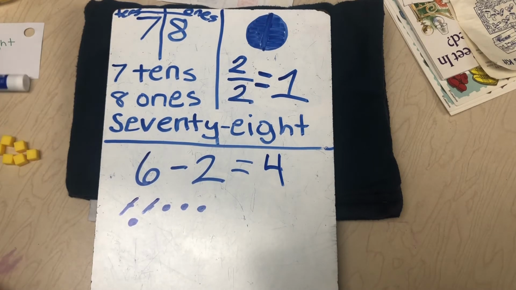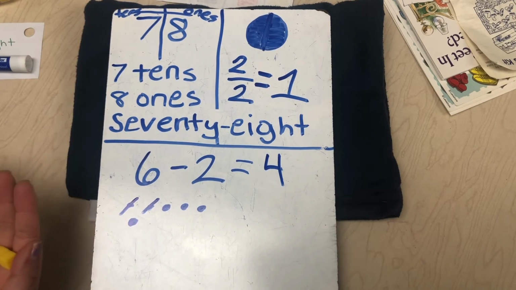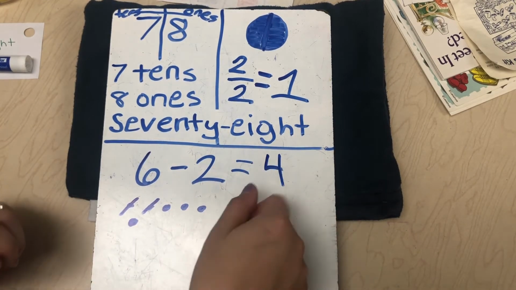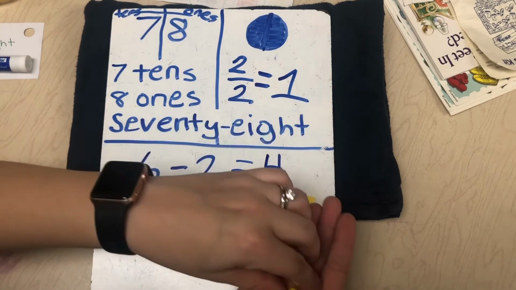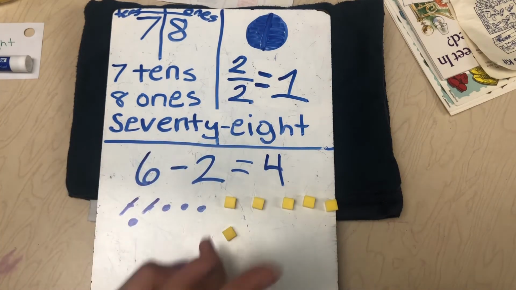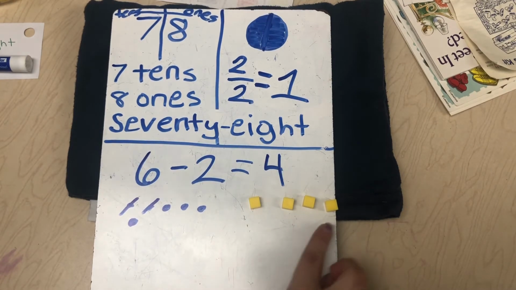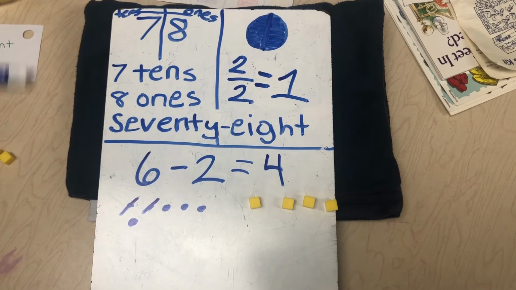Or you can do a little problem with them and say, okay, if I've got 6 blocks, 5, 6. So if I've got 6 blocks, and I count those out right here, and you take away 2 of those blocks, how many blocks do I have left? And they would count how many blocks they have left, which is 1, 2, 3, 4. And that is it for this math journal today.